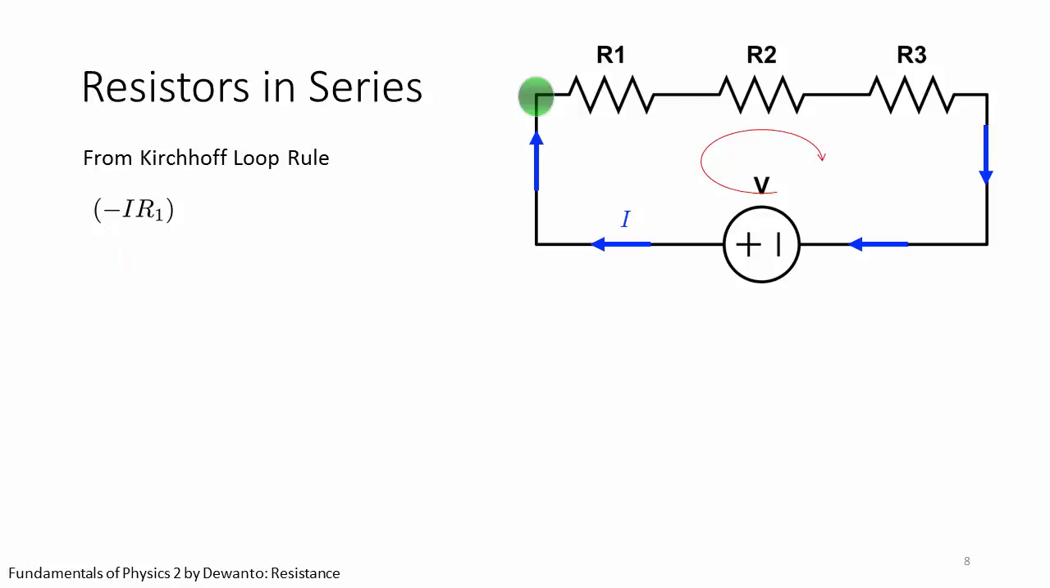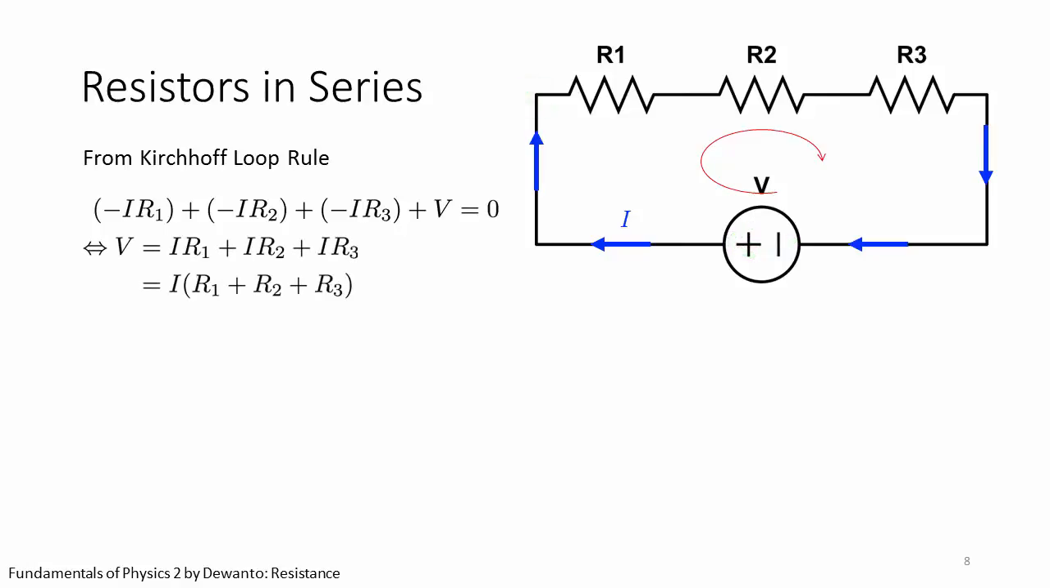Subsequently, the potential differences across R2 and R3 are given by negative I times R2 and negative I times R3 respectively, while the potential difference across the battery is positive V, because the current flows from the anode to the cathode end of the battery. These four terms should amount to zero, as dictated by Kirchhoff's loop rule.